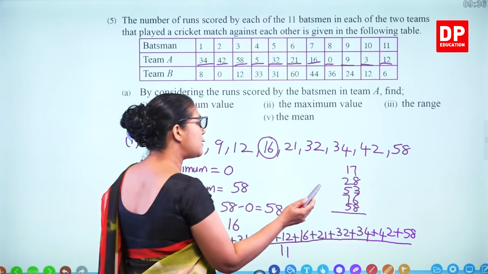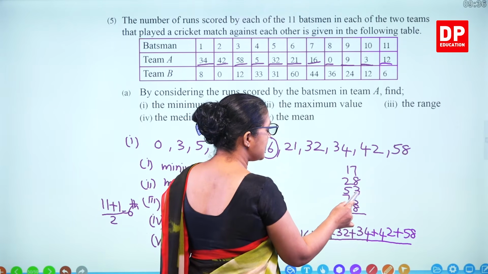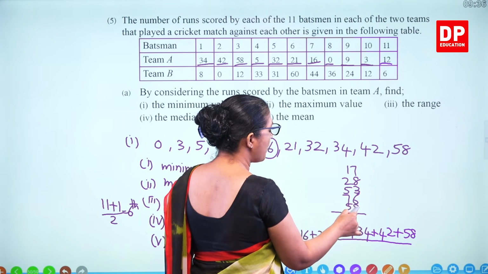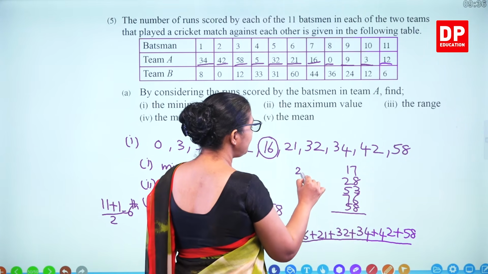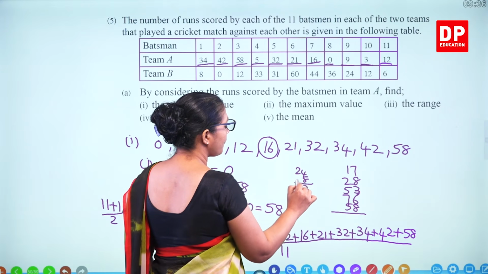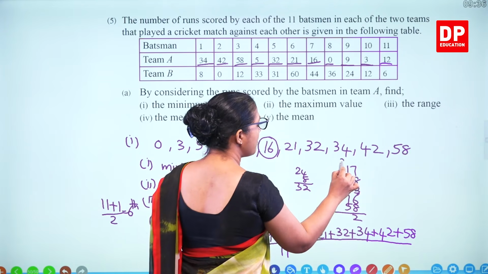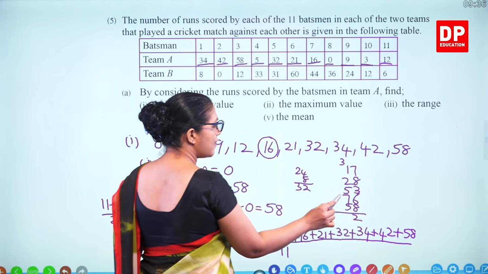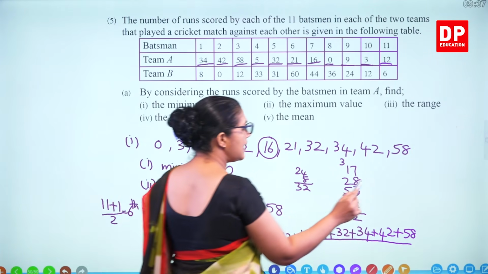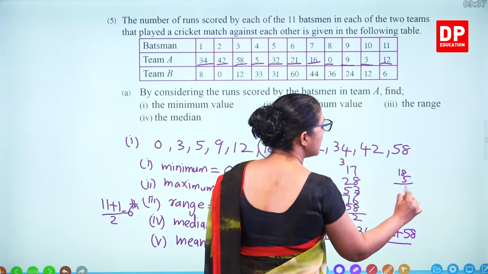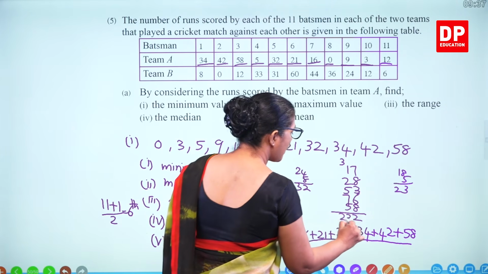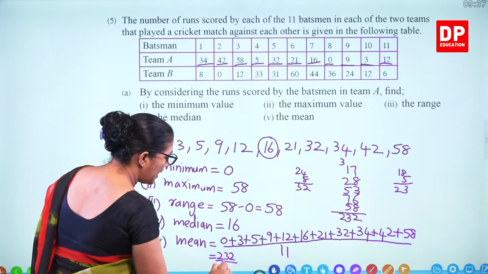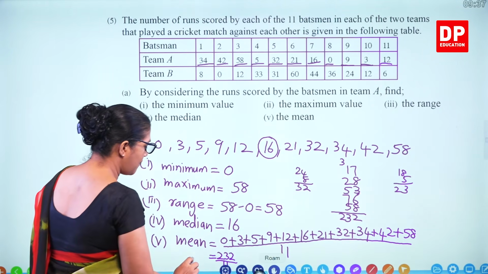8 plus 7, 15. 15 plus 3, 18. 18 plus 6, 24. 24 plus 8, 32. 3 remaining. 3 plus 1, 4. 4 plus 2, 6. 6 plus 5, 11. 11 plus 7, 18. 18 plus 5, 23. 232 divide by 11. So what's the value?